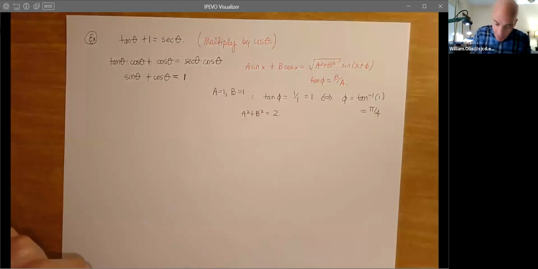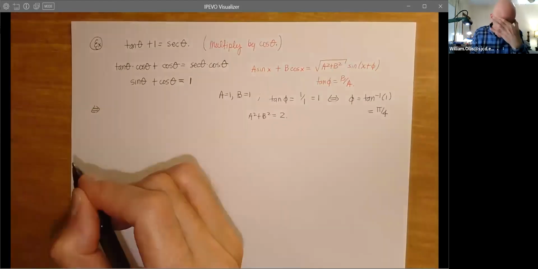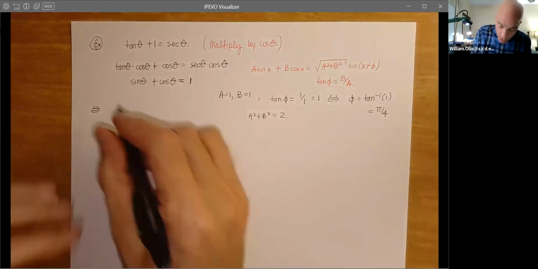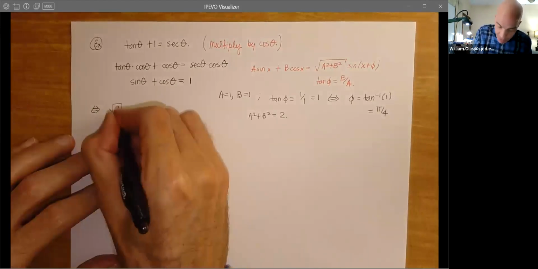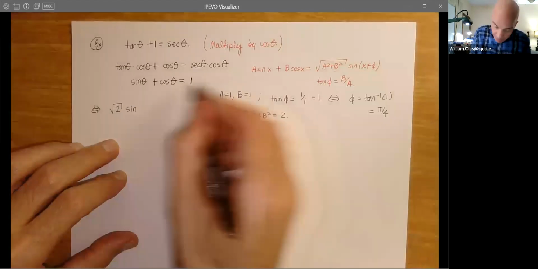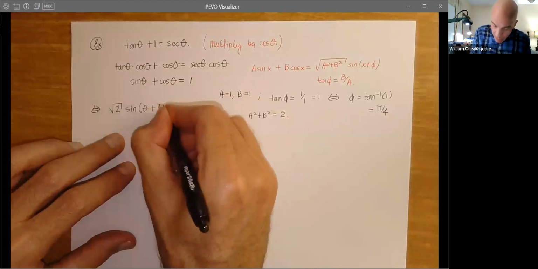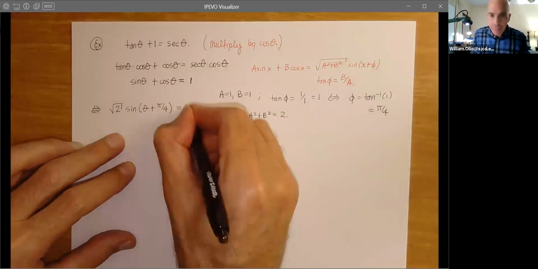So now by the lemma, if and only if, what does this give us? We get the square root of 2 times sine. Of course, x has been replaced with theta. Theta plus pi over 4 equals 1.